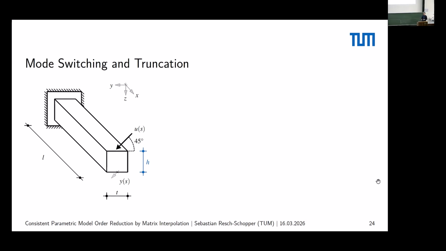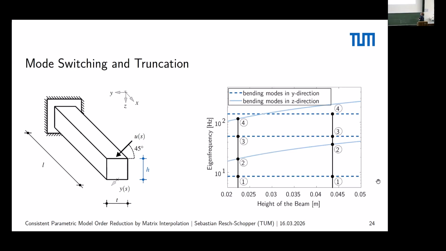Because if we do so, then we need to take bending modes in z direction and bending modes in y direction into account. Why is this important here? When we depict the eigenfrequency of these modes over the parameter, we can see that the bending modes in y direction are unaffected by this change in the height, whereas the bending modes in z direction, of course, increase their eigenfrequency if we increase the height, because the beam gets stiffer in this direction.